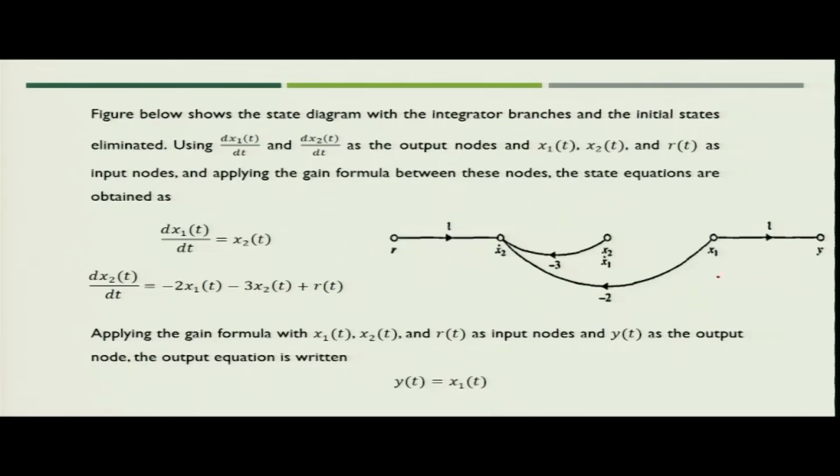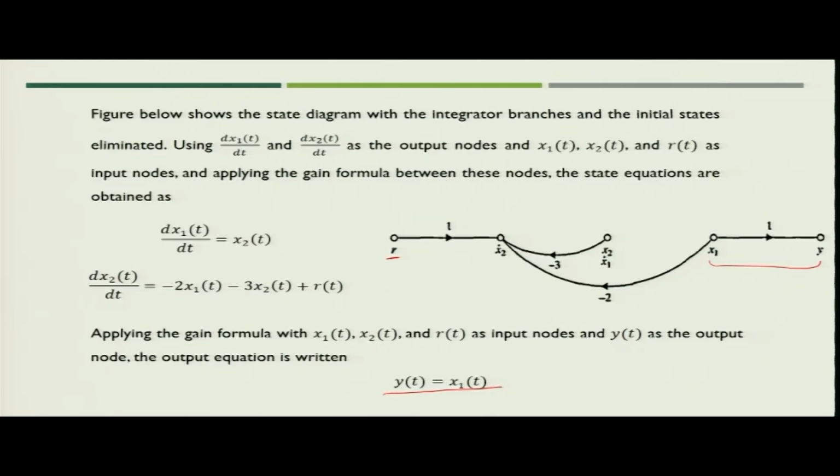Let us see, this is the state diagram where we have removed the initial states as well as the 1 by s, that is, the integrator section. So, we are left with only the gains and the states. Here r is the input, it is going into the state. Let us say this is the x2 dot given in the state diagram, and x1 is connected to y. So, from here you can straight away say that y is equal to x1(t). This will give you the output equation.